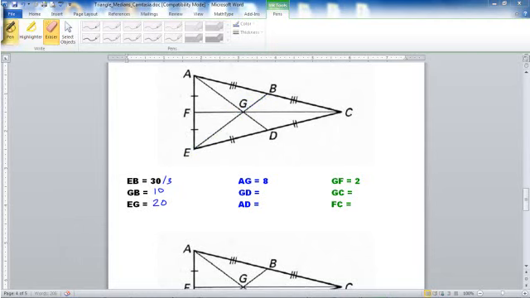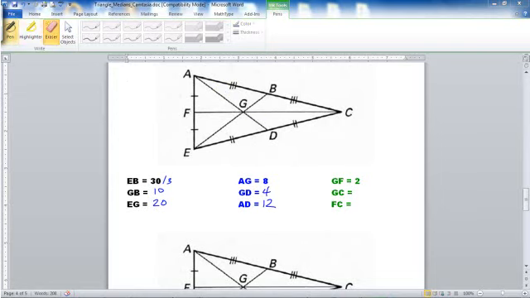What if I don't give you the whole median? What if I give you AG, which is the big part? That's 8. So I take my big part, cut it in half to get the little part, which is 4. And then 8 plus 4 is 12. That's the whole median. That was that setup.